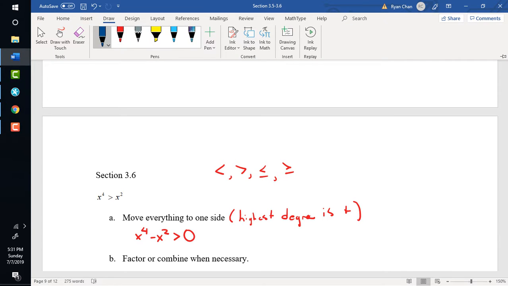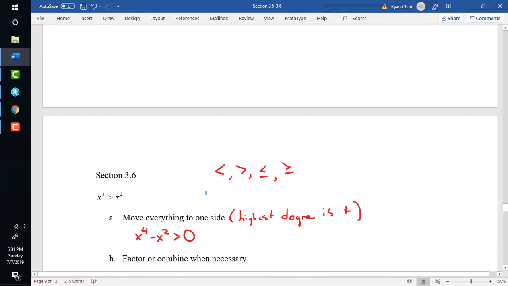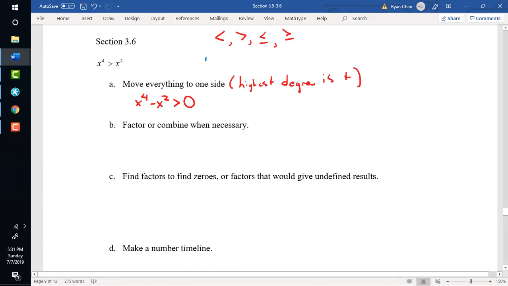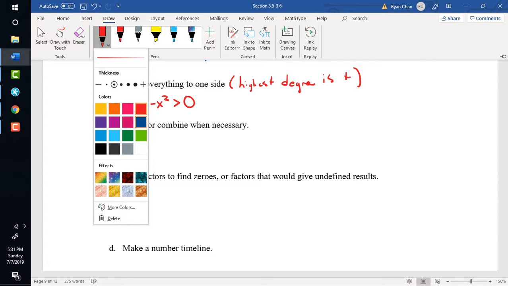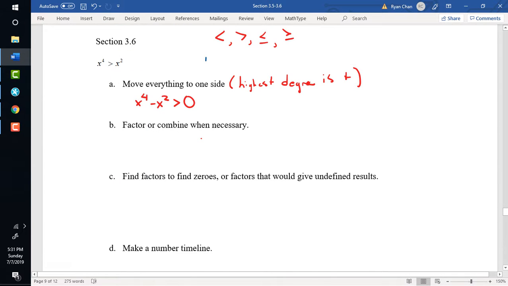Okay? Once I get x to the fourth minus x squared on one side, and I have 0 on the other side of my inequality, what I'm then going to do is factor. Think about when we solve polynomial equations, we generally factor or we use synthetic division. So let's look at this. I noticed that x to the fourth minus x squared, they both share an x squared. So I have a GCF of x squared. All right, I can pull that out.